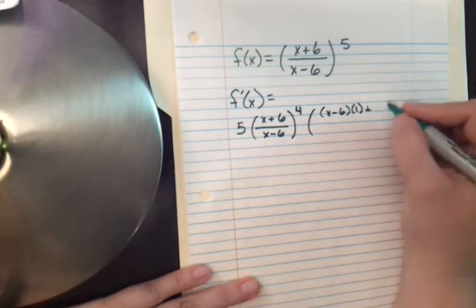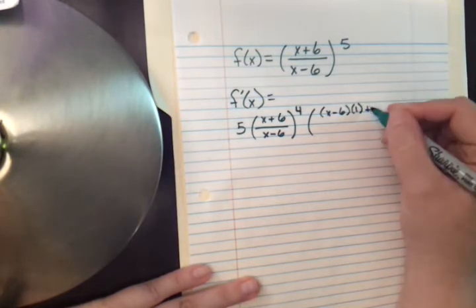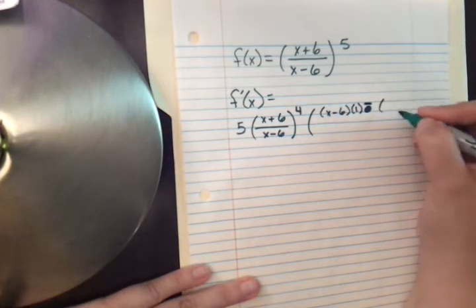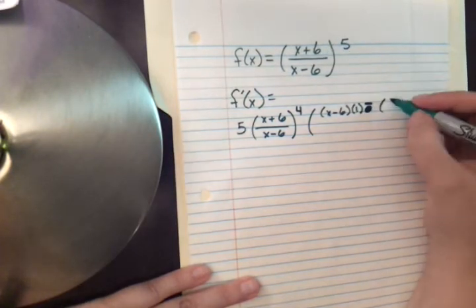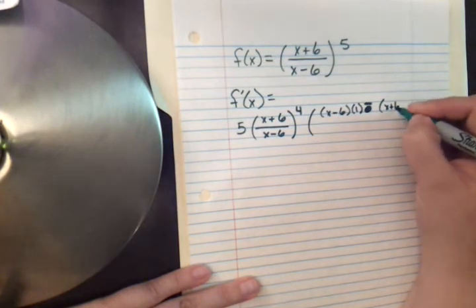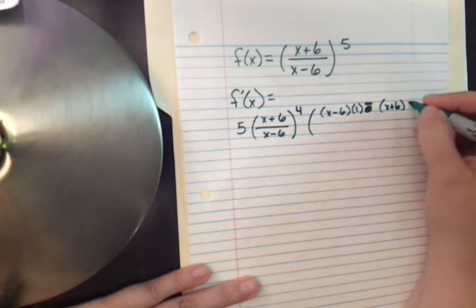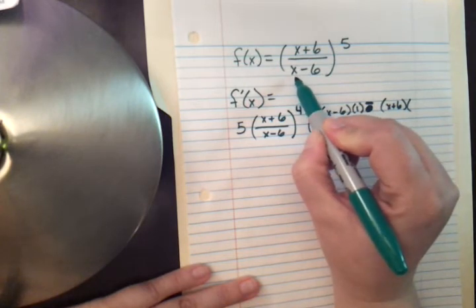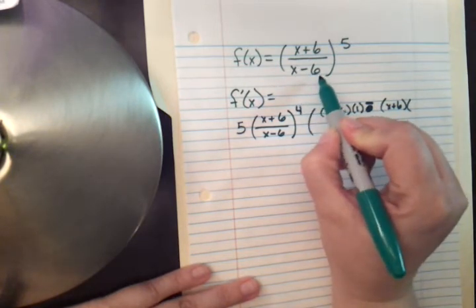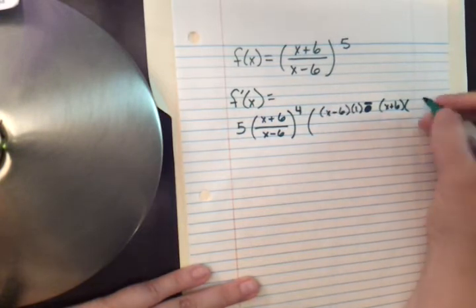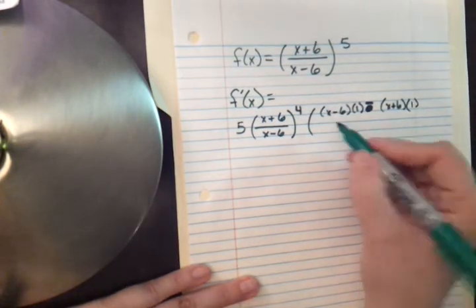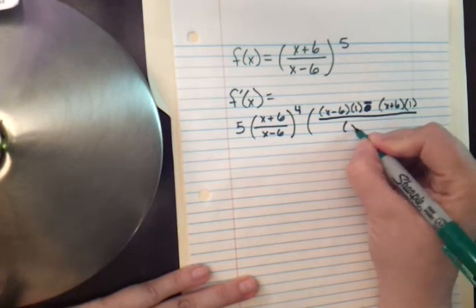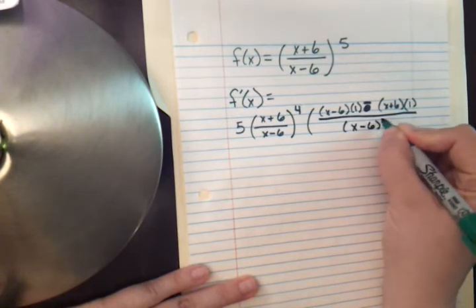Okay, now we take that, and to that, oops, I said plus and I meant minus, we subtract whatever is on top, so x plus 6 times the derivative of whatever's on bottom. So what's on bottom? We have an x. The derivative of that is 1. The derivative of negative 6 is 0. So we again have this times 1. Kind of looking like a piece of cake here. Okay, and we put all of that over whatever was on the bottom squared.